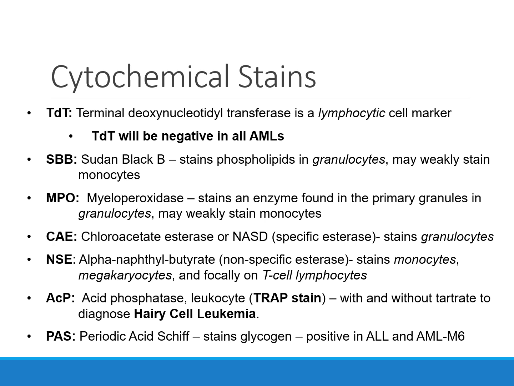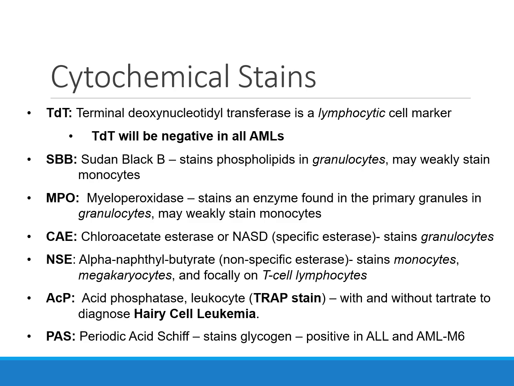The CAE, or chloroacetate esterase, sometimes called NASD or specific esterase, is specific to granulocytes. It doesn't stain monocytes, it just stains granulocytes. And remember, even though monocytes and granulocytes are related from that earlier progenitor, granulocytes have granules, and monocytes are technically considered an agranulocyte.